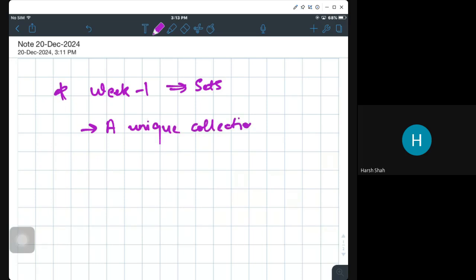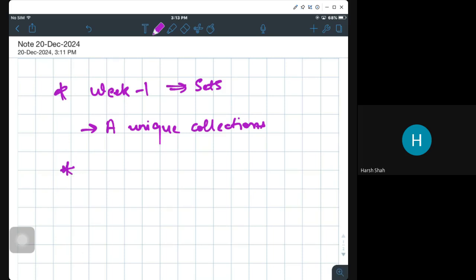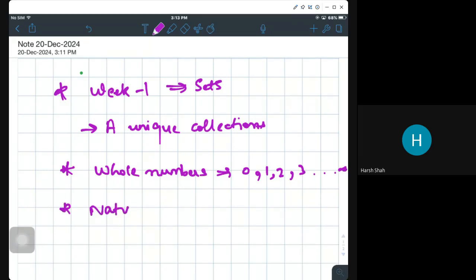Now, for us in Max, we have some predefined sets. The first one is the set of whole numbers, which are all the numbers greater than or equal to 0. That is 0, 1, 2, 3 till infinity. All the whole numbers. Then we have a subset of it which is natural numbers, which is the same as whole numbers except that we don't have a 0. We start from 1 and we go up till infinity.